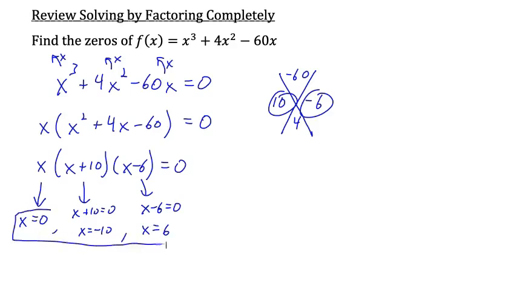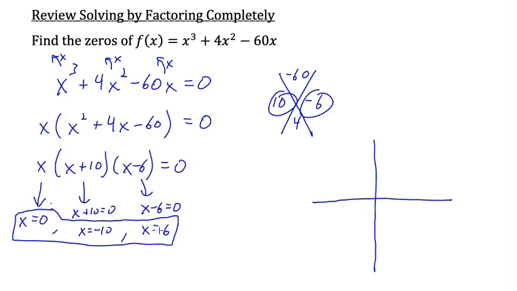So we have x equals 0, x equals negative 10, and x equals 6. To solve this equation, we factored out an x, which made it much easier to find the other factors. And I looked up on Desmos what this graph looks like, and let's take a quick peek at that, because it's related to some things we'll be talking about shortly.